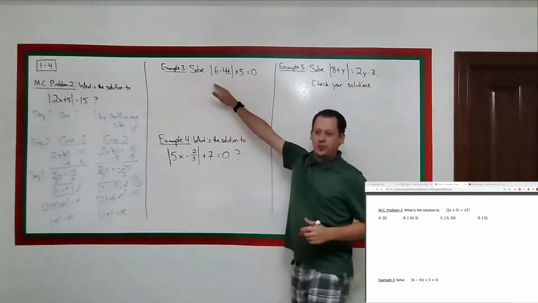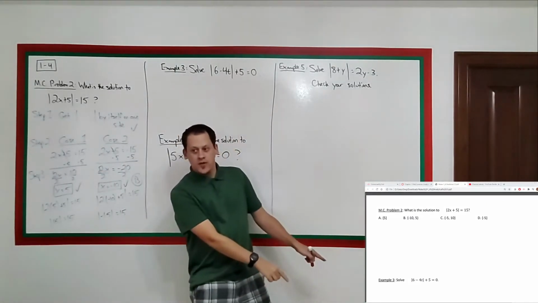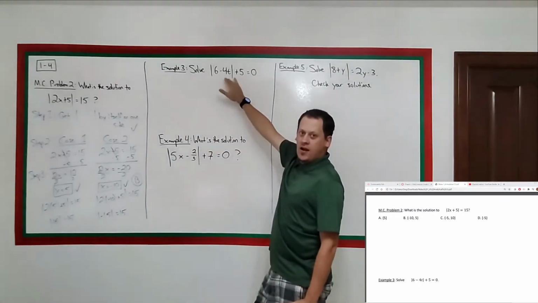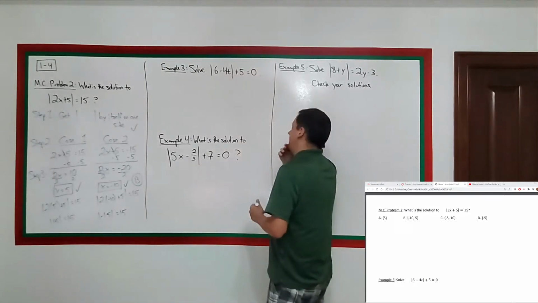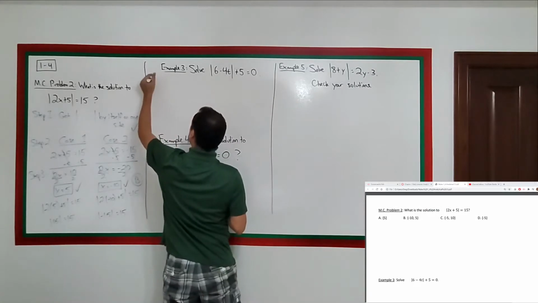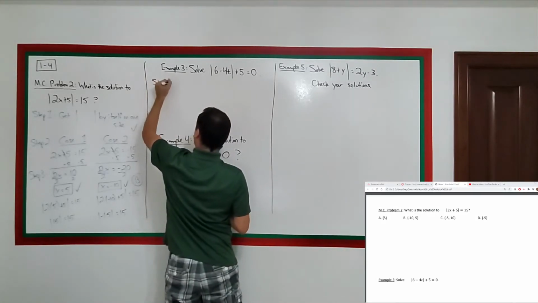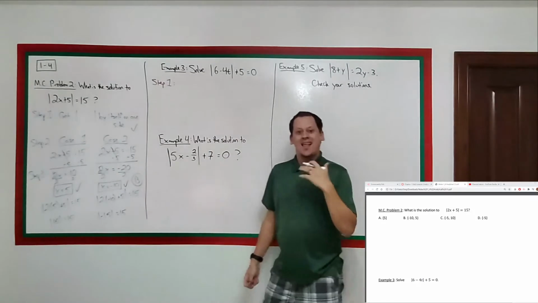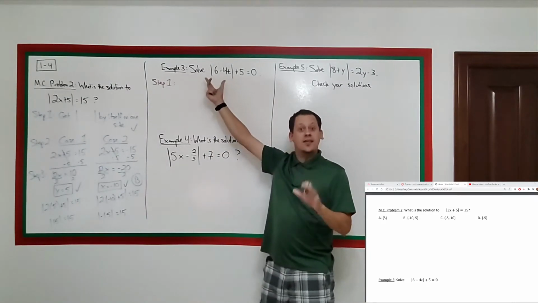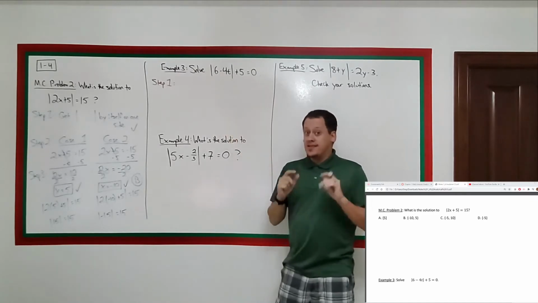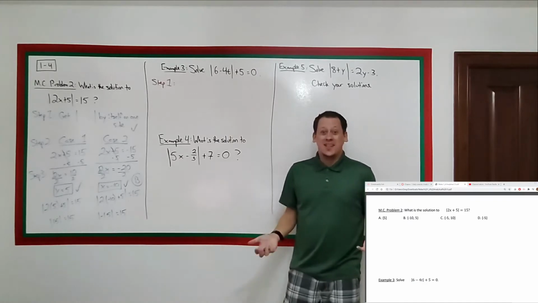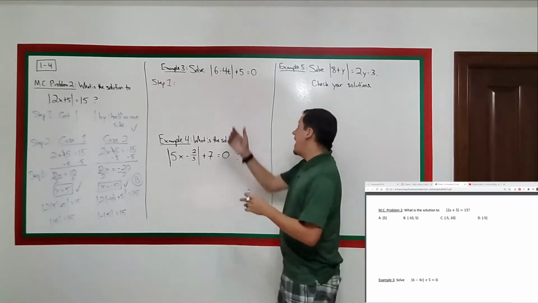Next, we've got example 3, this bottom one right here. We want to solve the absolute value of 6 minus 4t, plus 5 equals 0. Okay, step 1. We want to get whatever is inside the absolute values by itself on one side of the equal sign. Now, in the examples we've done up until now, it already was. We never had to do anything for step 1. But take a look at what we got here.